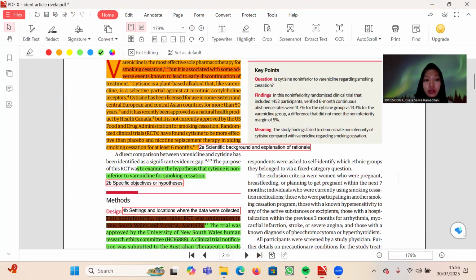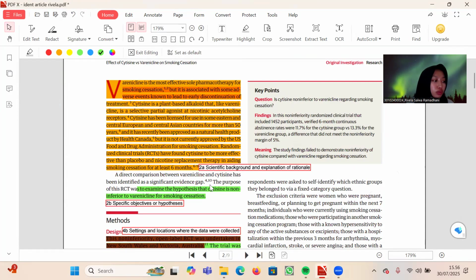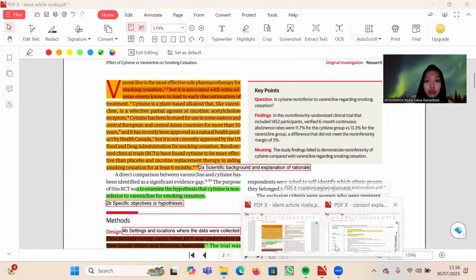Next, 2B, objective or hypothesis. The objective should be clearly stated. The authors wrote, to examine the hypothesis that cytisine is non-inferior to varenicline for smoking cessation. This is 2B.